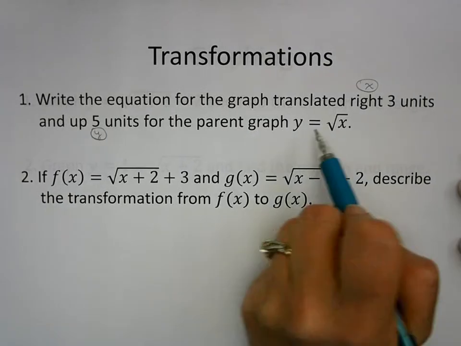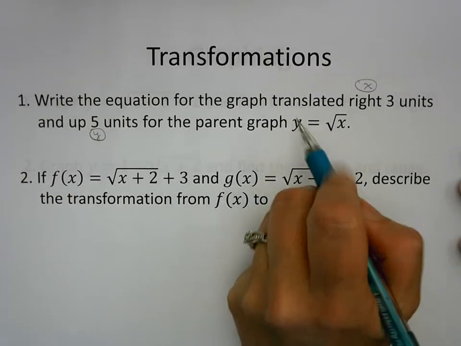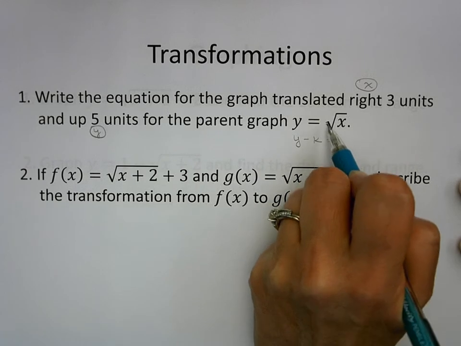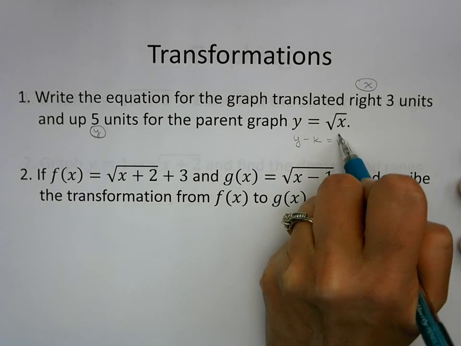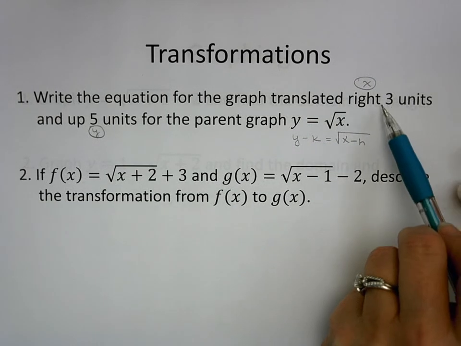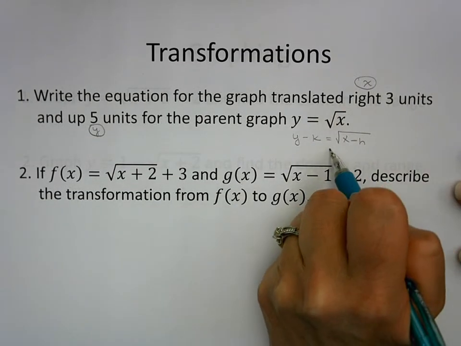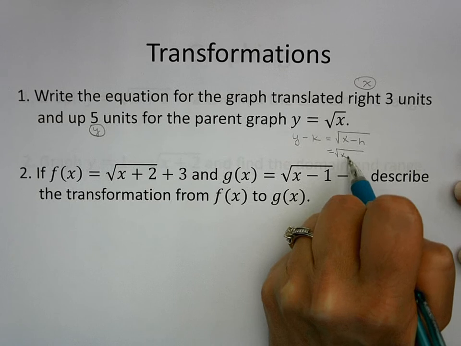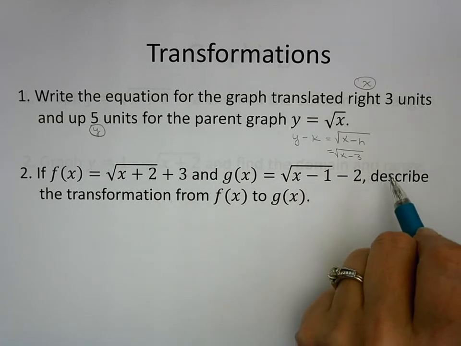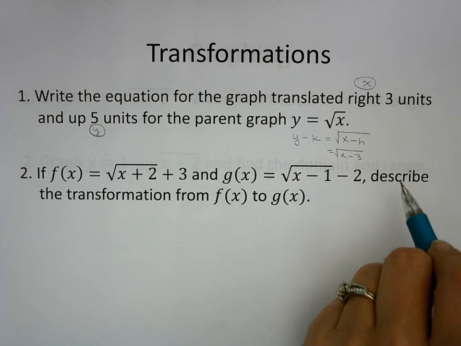So in general, they're telling me this is my parent graph. So I know that I have y minus k equals, and normally there's an a here, but our a is 1, square root of x minus h. So if I'm going to go right 3, then that means this should be x minus 3, because if I pull that out, right, to zero it out, that would be a positive 3, which would move me right 3.